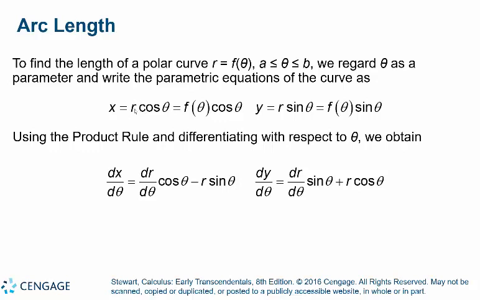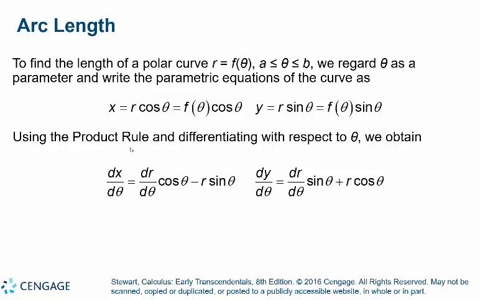Well, here we're saying we can replace r with f of theta. We know y is equal to r sine of theta, and we're replacing r with f of theta again. So you can use the product rule, and differentiating with respect to theta, you can obtain the following. dx d theta would be equal to dr d theta cosine of theta minus r sine of theta. And dy d theta would be equal to dr d theta sine of theta plus r cosine of theta.